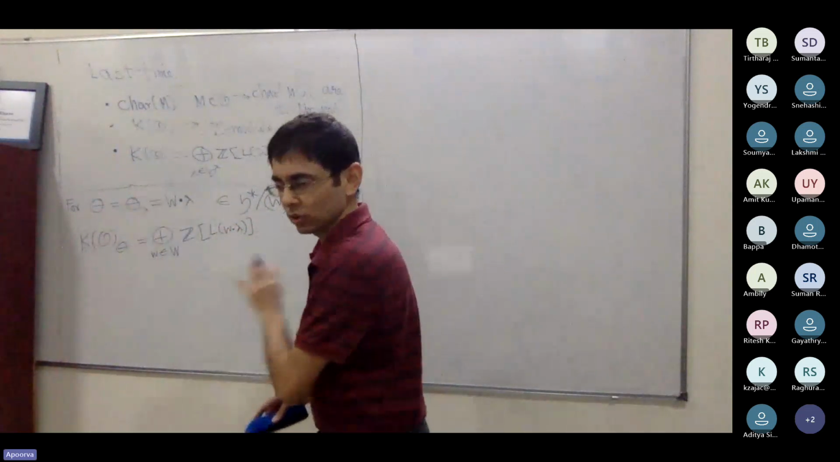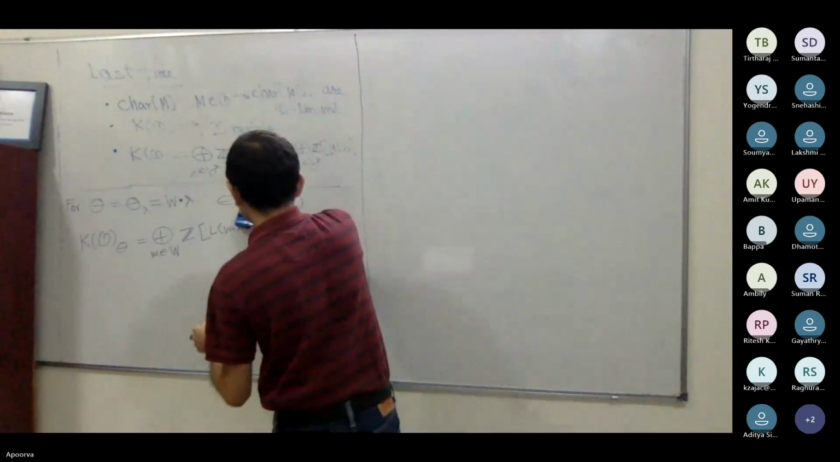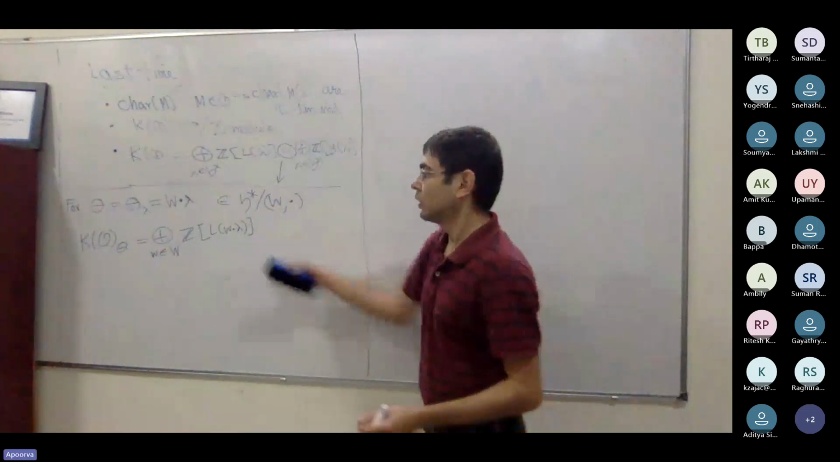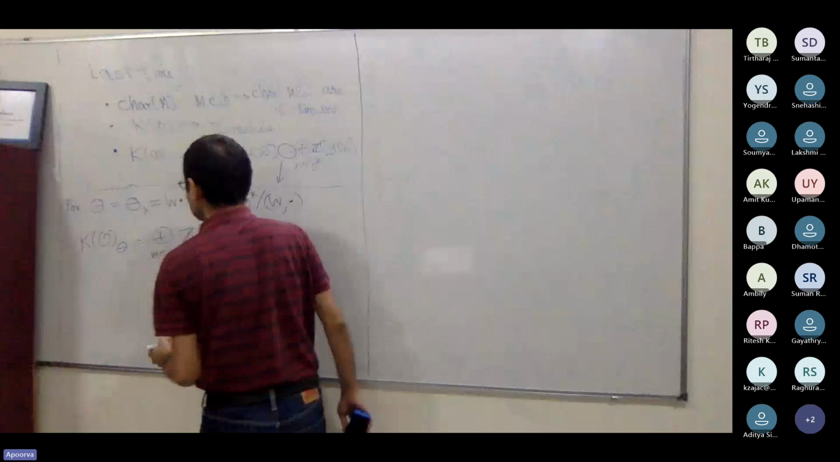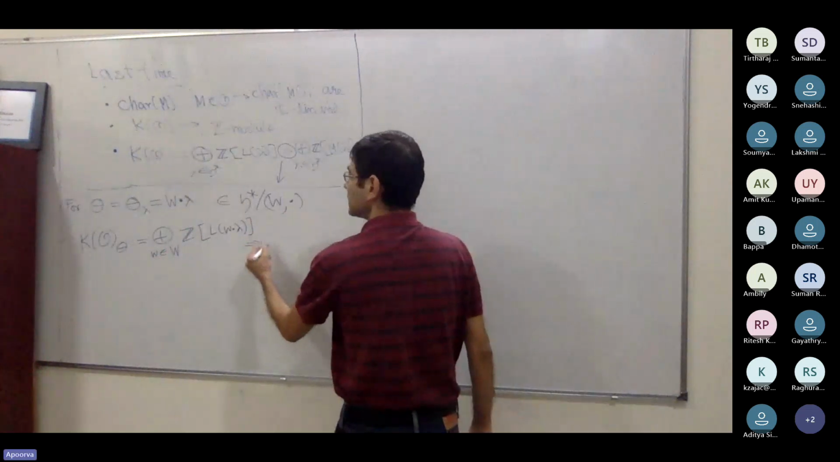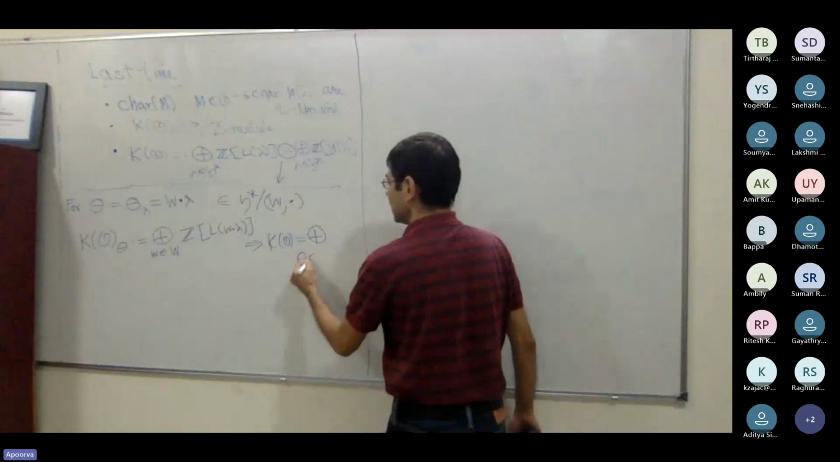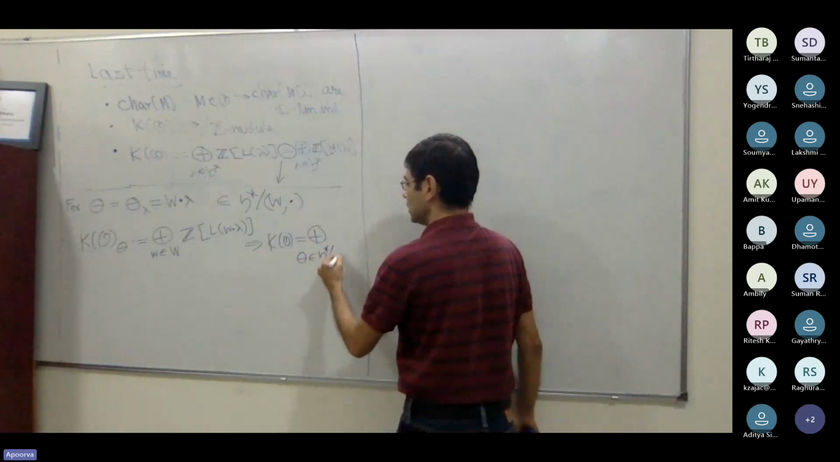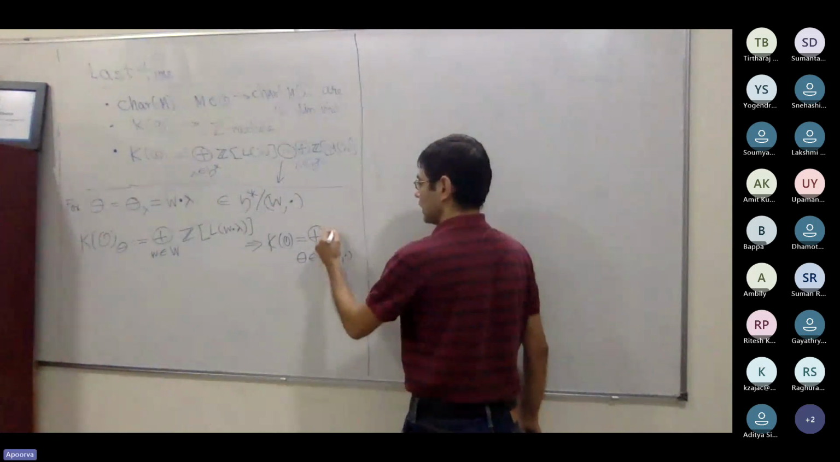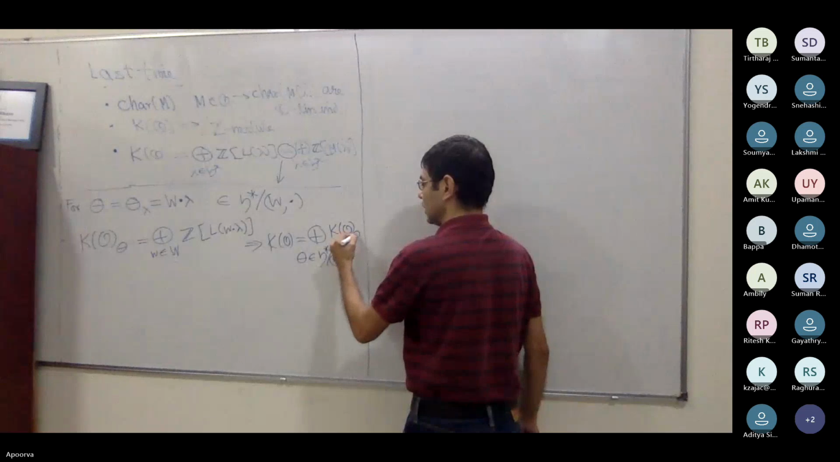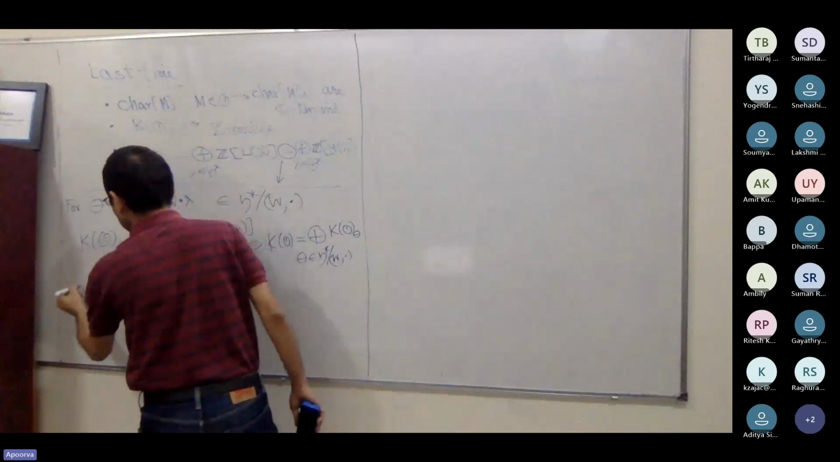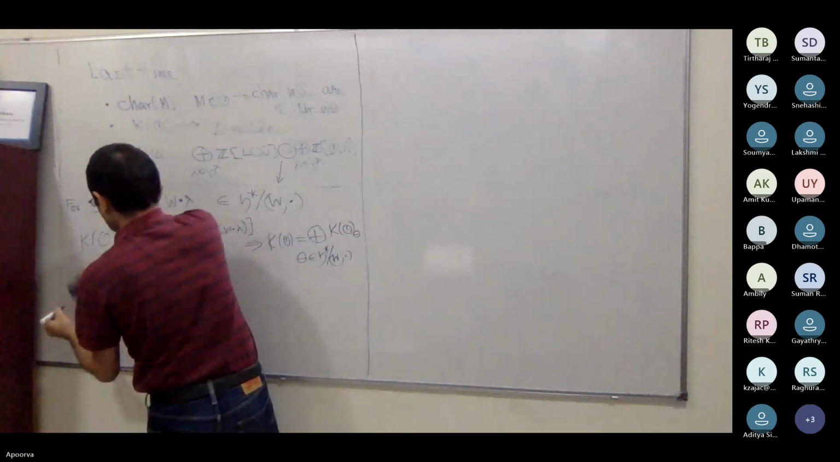So this is the definition. This of course means that K, the Grothendieck group, is exactly the direct sum over all theta in h star mod W of K_O theta. And what we proved last time, the main thing to prove, was the following.